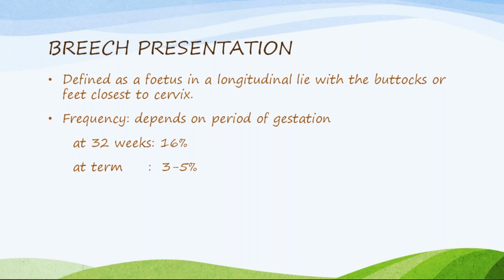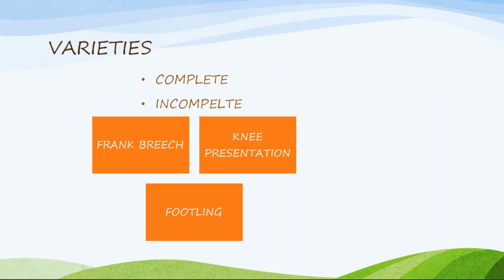But the incidence gradually reduces with the progress of pregnancy. When it is term, after 37 weeks, it is almost 5%, and around 38 weeks it reduces to 3%. So we come across around 3 to 5% at the time of term delivery. But if it is preterm, the incidence will be higher.